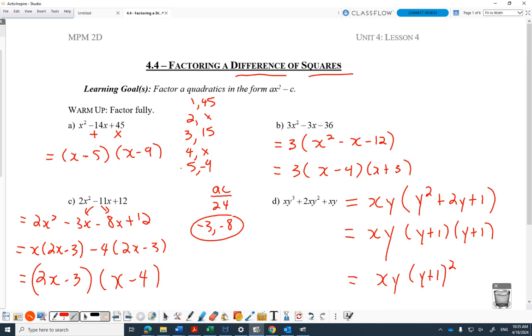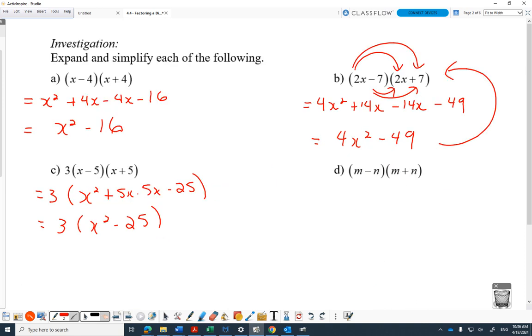Both of the pieces were something squared. That is, when I looked at these, the 16 was 4 squared. The 49 was 7 squared. It's always something squared. That's how we'll recognize this when it comes up.